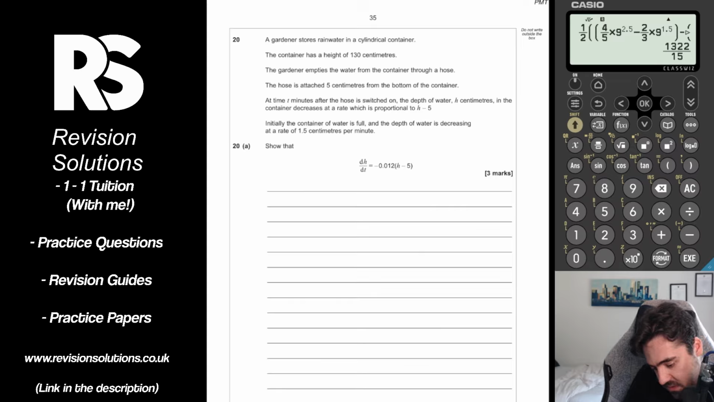Carrying on to question 20, a gardener stores rainwater in a cylindrical container. The container has a height of 130 centimeters. So let's get ourselves a little sketch here.